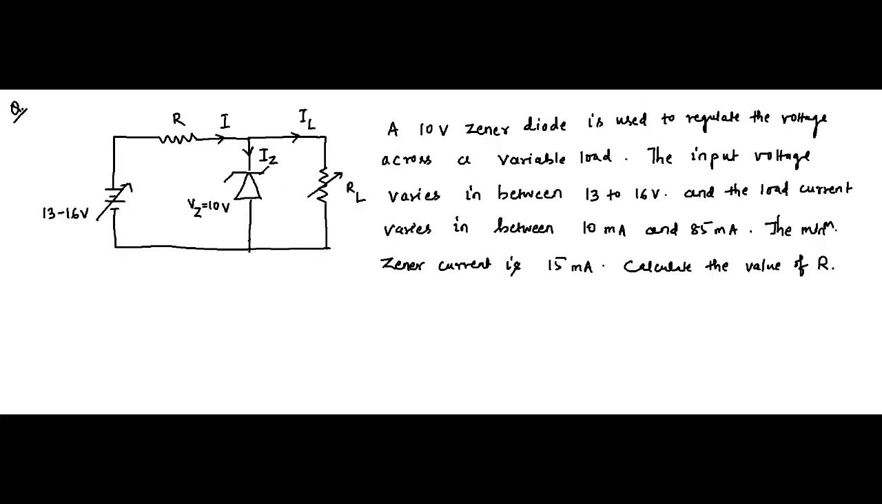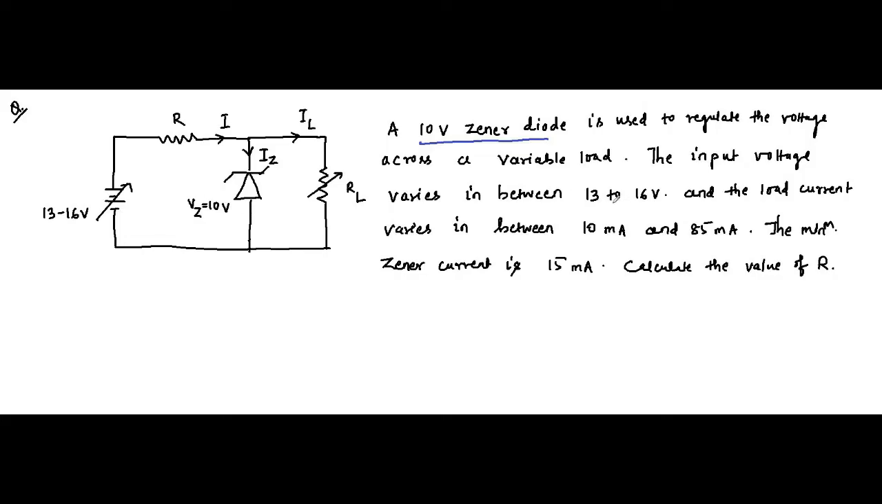The input voltage varies between 13 to 16 volt, and the load current varies between 10 milliampere to 85 milliampere. The minimum Zener current is 15 milliampere. We have to find the value of this series resistance R. So how to extract information from this? A 10 volt Zener diode means that the Zener breakdown voltage is 10 volt.